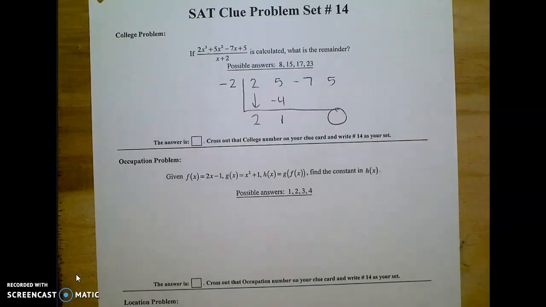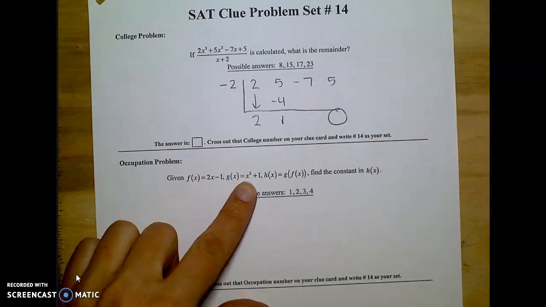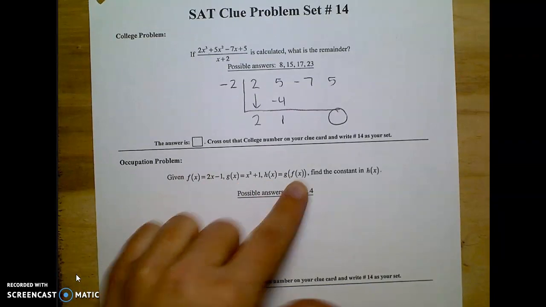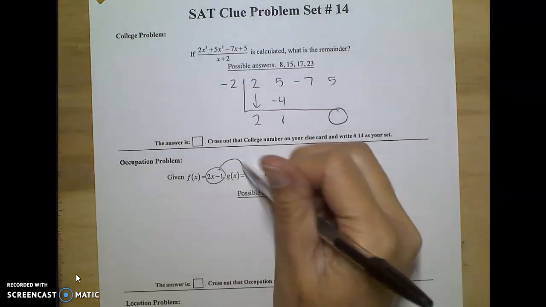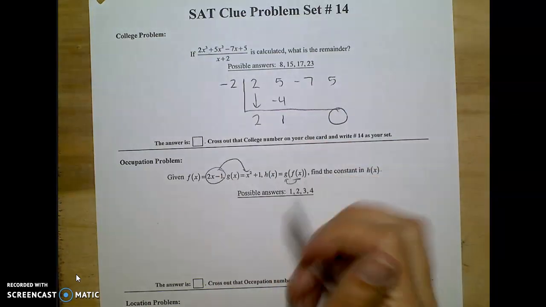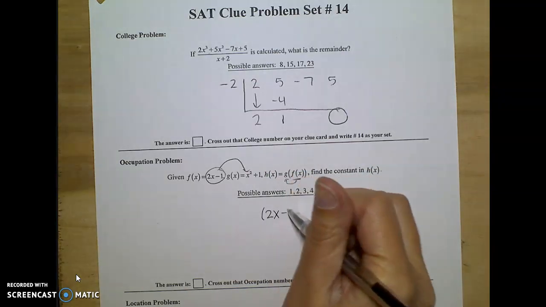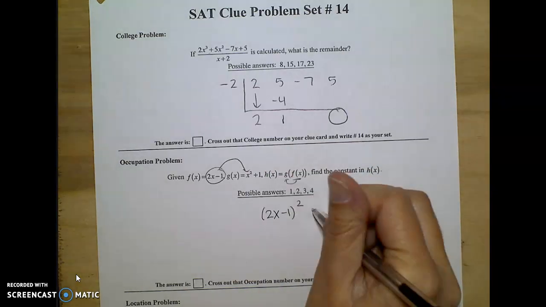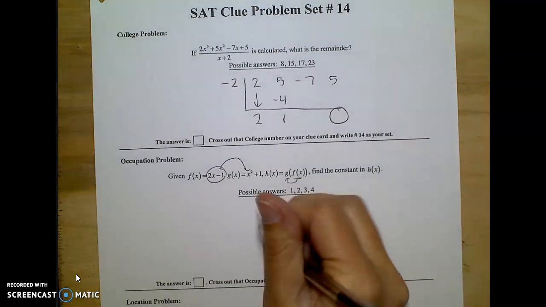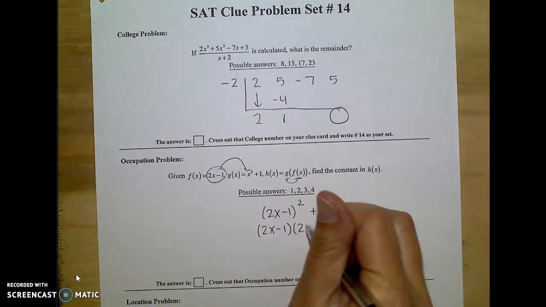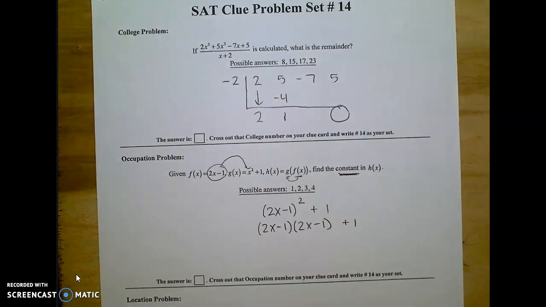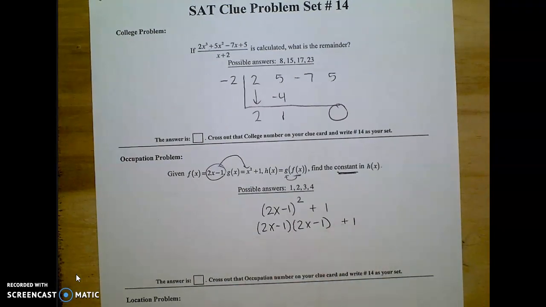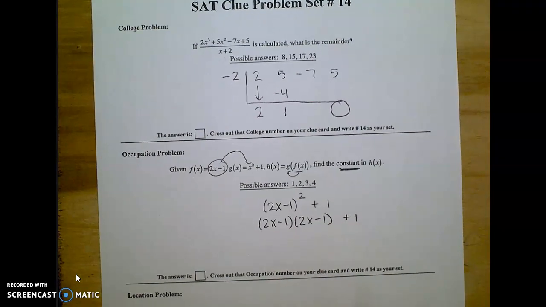Okay, set 14, occupation. Given that f of x is this and g of x is that, and h of x is when I compose the two, find the constant. So they're telling me to put this into g, so they want f to go into g. So I'm going to take 2x minus 1 and square it, and then add 1. When I square things like that, remember we have to write it twice, and then FOIL. And then we're looking for the constant value, which is the one without x. So after I've FOILed and combined like terms, the one that doesn't have an x on it is the one you want.